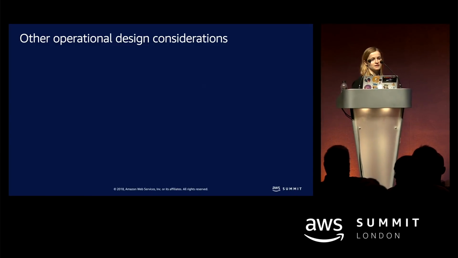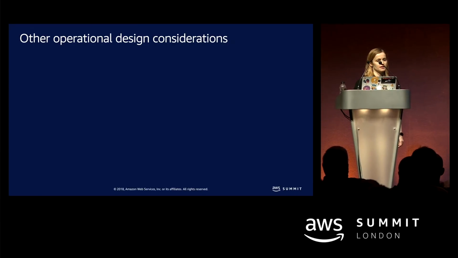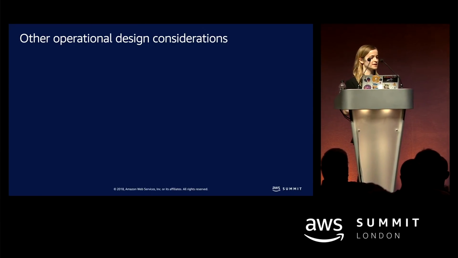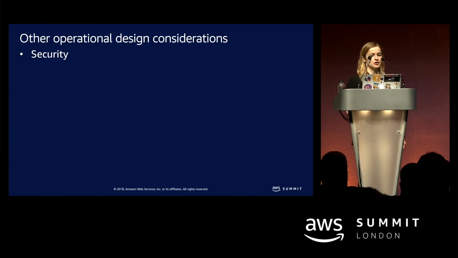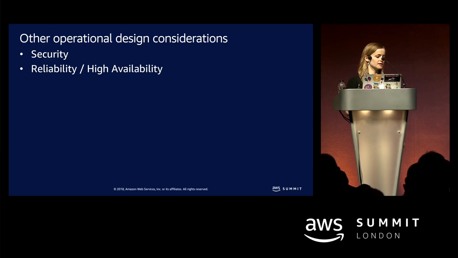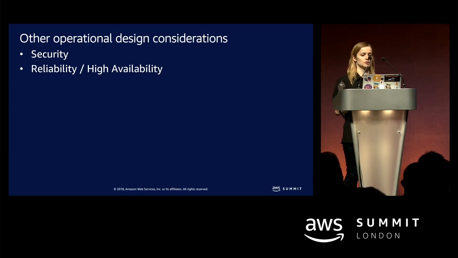I just quickly want to touch on other operational design considerations, apart from the things we already discussed, like deployment, change, testing, monitoring, and so on. First being security: what are your compliance requirements? Design with least privileged access in mind. Reliability and high availability: what is your recovery time and point objective? Think about multi-AZ deployments or regional failover.